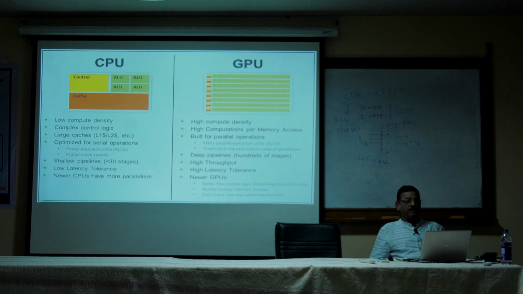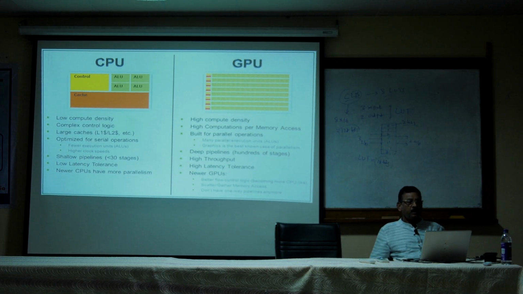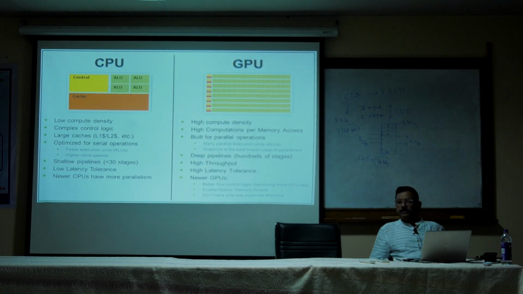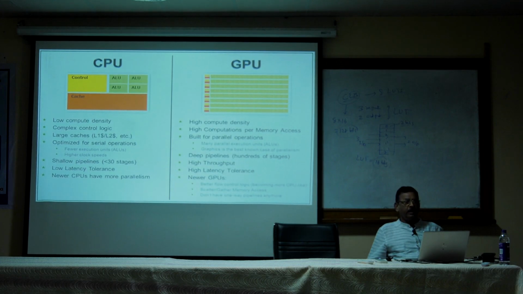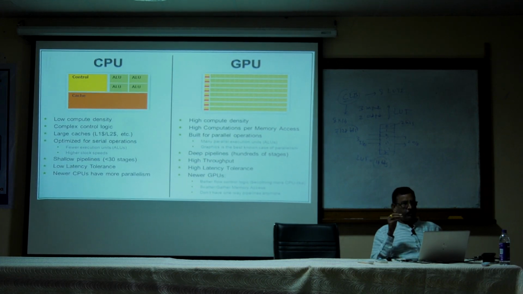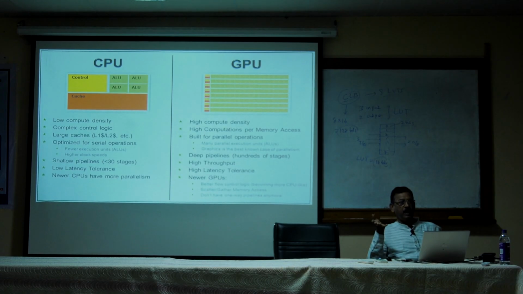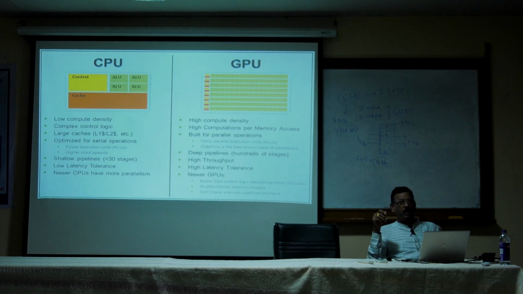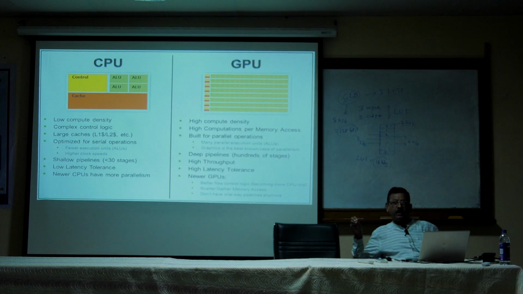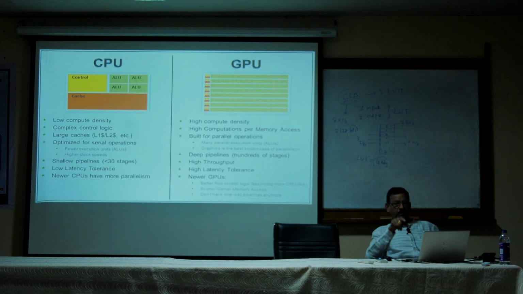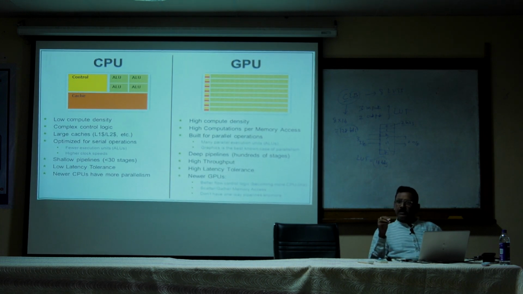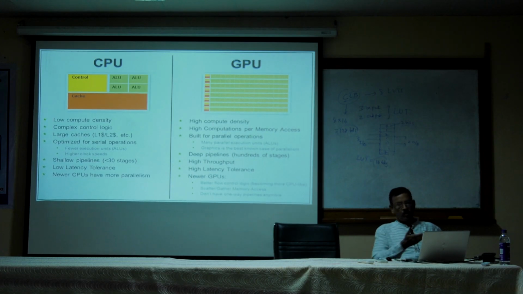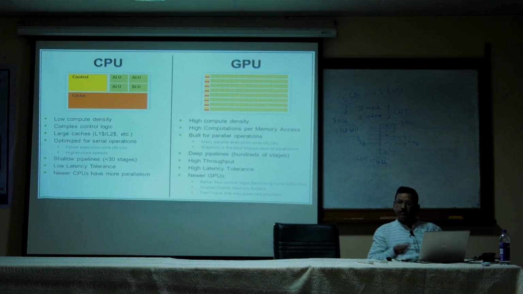Low compute density for the CPU, high compute density for the GPU. Compute density means multiple operations can be done faster, multiple operations in parallel. Thousands of multiplications can be done in parallel in the case of a GPU. But here multiplications can be done in limited numbers with high speed. Only four operations can be done in parallel, but at high speed.